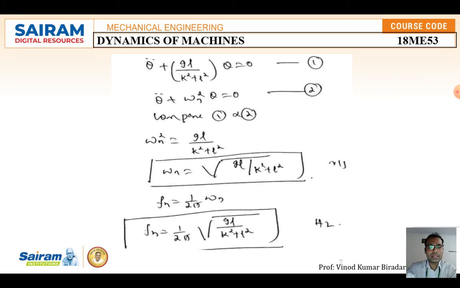Here the formula looks almost similar, but the derivation, how I am going to solve it, is a little different. So this is 1 by 2π times the square root of g l by (k² + l²). Sometimes they may ask numerical problems, where they give the values. Then, based on the compound pendulum, you are going to use these two formulas to calculate angular frequency and natural frequency.